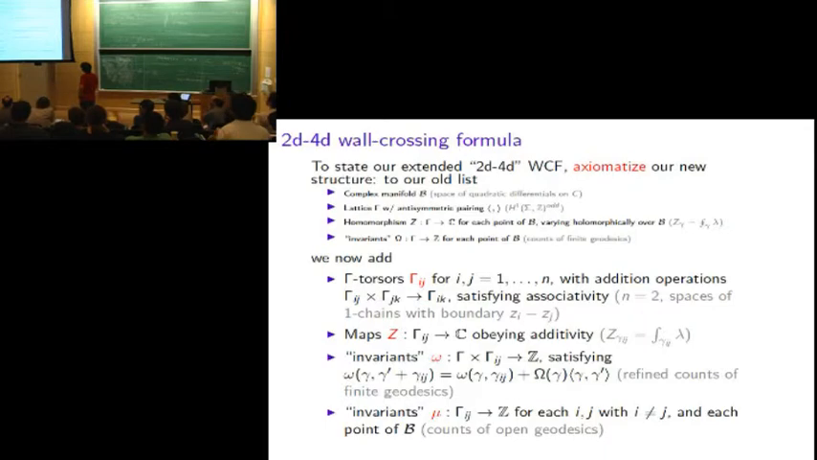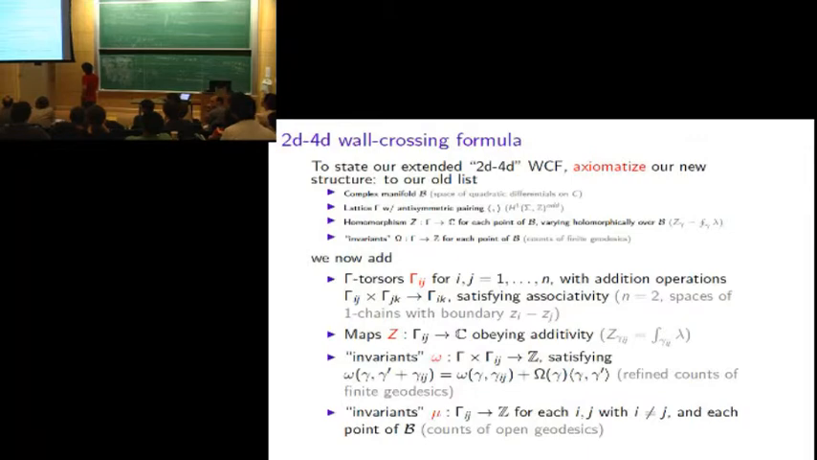Moreover, of course, they're torsors, so they don't have a group law, but there is a sort of addition operation in the story. If I have something in gamma ij and something in gamma jk, I can add them to make something in gamma ik. So think of concatenation of paths with a common endpoint. And that has to satisfy some associativity condition.